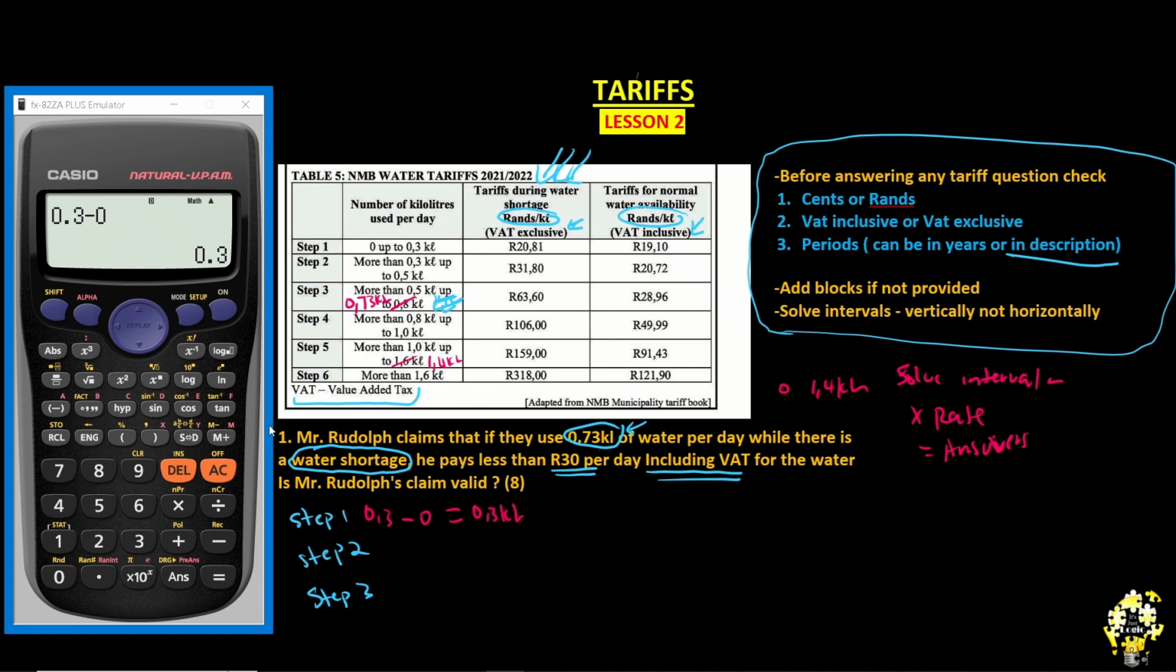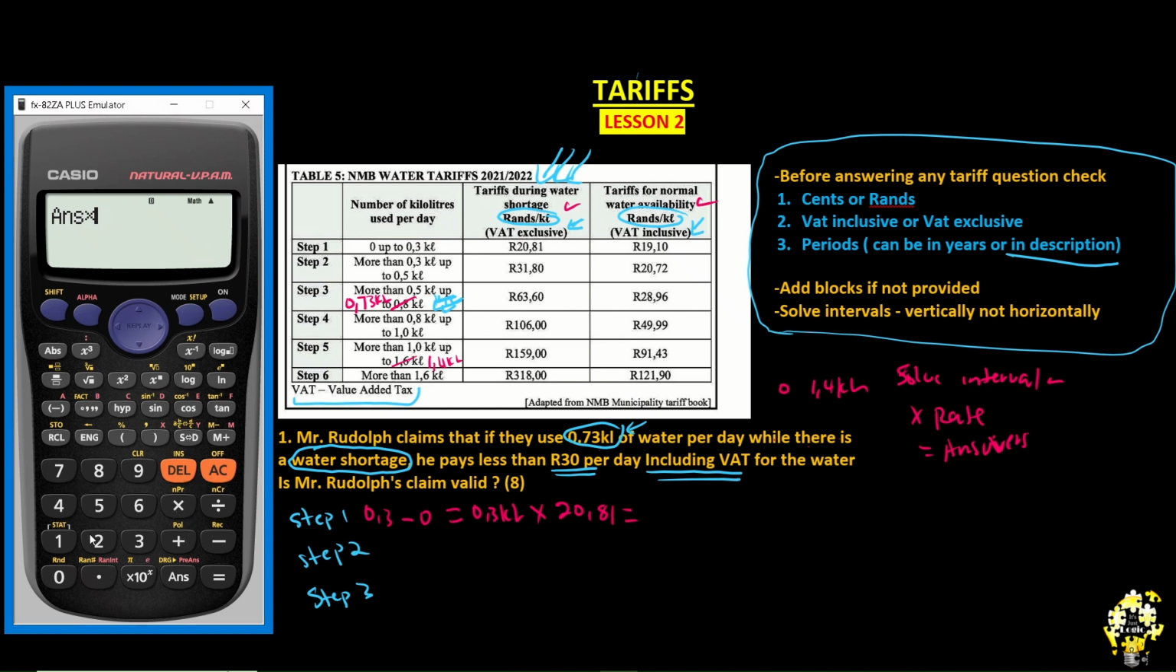Then what's next? We multiply by the rate. Which rate? Is it this rate? No, it's not. Which rate is it? It's this one. How do we know? While there is water shortage. This is the tariff during water shortage. So it's supposed to be 20.81. Let's get the answer for that.